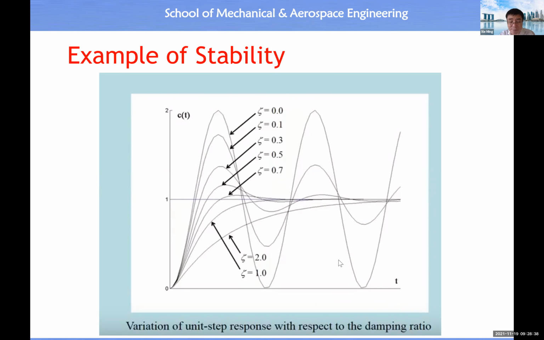Then in terms of stability, we do not want the output to go to infinity. If it goes to infinity, then this system is not stable. So we want the output to eventually converge to the desired output. But there is a boundary situation which separates a stable system from an unstable one. This is the one where you see oscillation, okay? It never goes to infinity, and it also never reaches a steady state response.